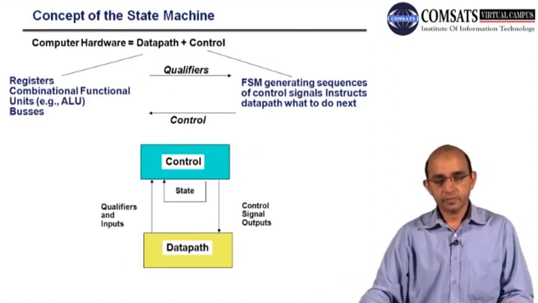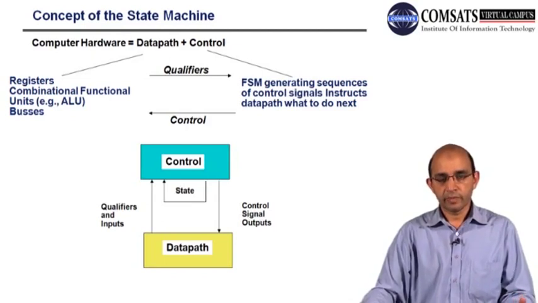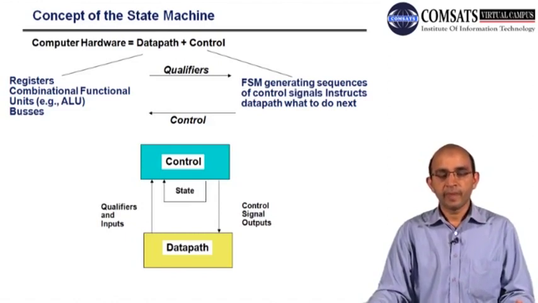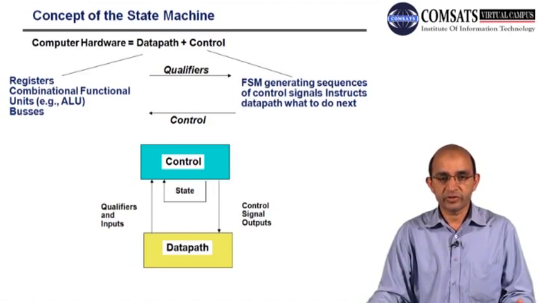So let's start. Whenever we talk about a state machine, an idea comes to mind: how does it fit into the computer hardware? So let me define the computer hardware. Whenever you think about the computer, we need two main entities. First is the data path, and second is the control. Or in other words, we need data, and in order to handle or manipulate that data, we need some sort of instructions.